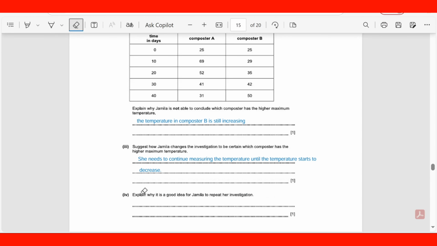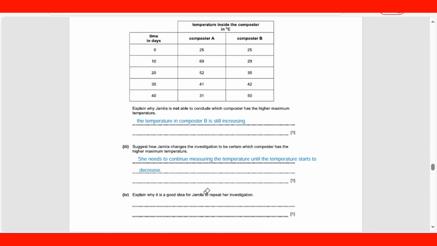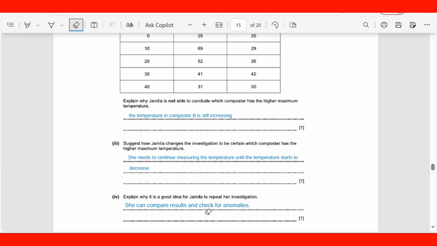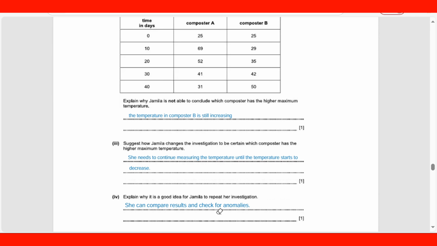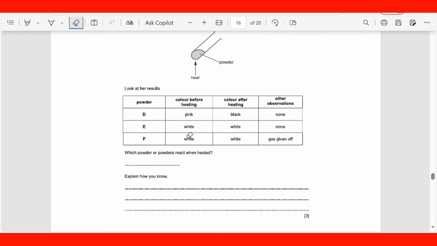Next, now part 4, explain why it is a good idea for Jamila to repeat her investigation. Well, let's check out the answer, guys. You may pause if you need some more time. So she can compare results and check for anomalies. Let's move on. Okay, question 10.